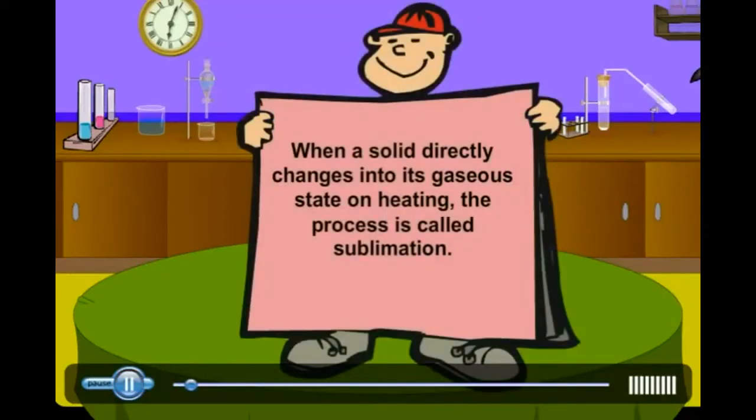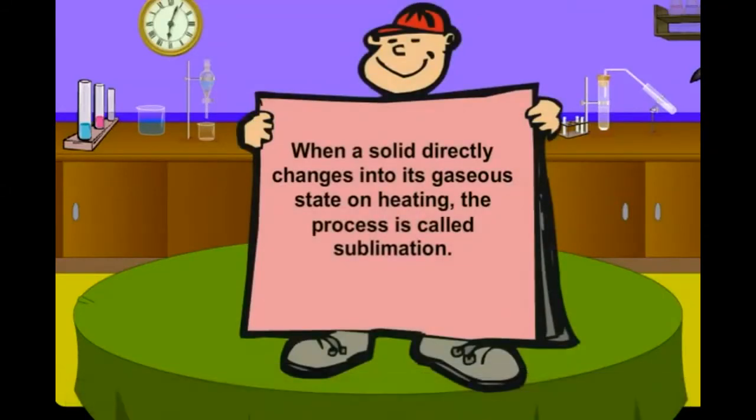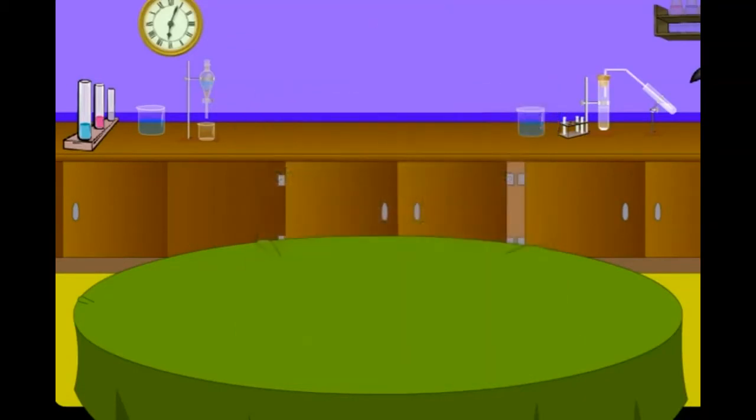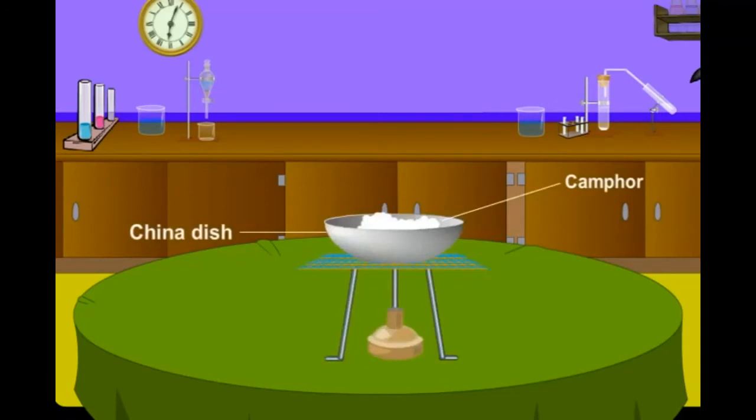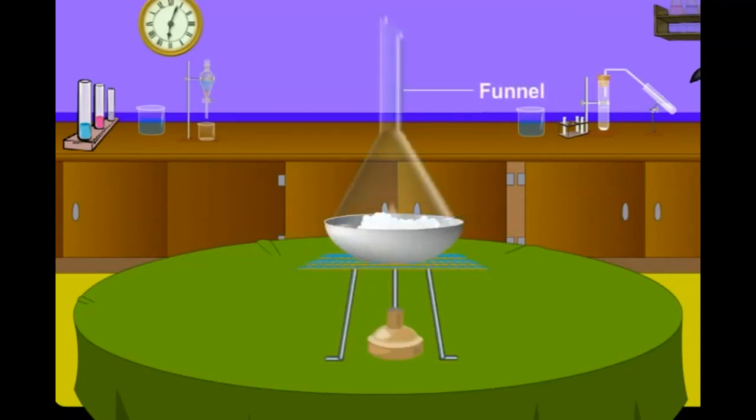When a solid directly changes into its gaseous state on heating, the process is called sublimation. Let's do an activity. Take some camphor in a china dish and place an inverted funnel over it. Now, plug the stem of the funnel using some cotton. After this, start heating the dish slowly using a burner.